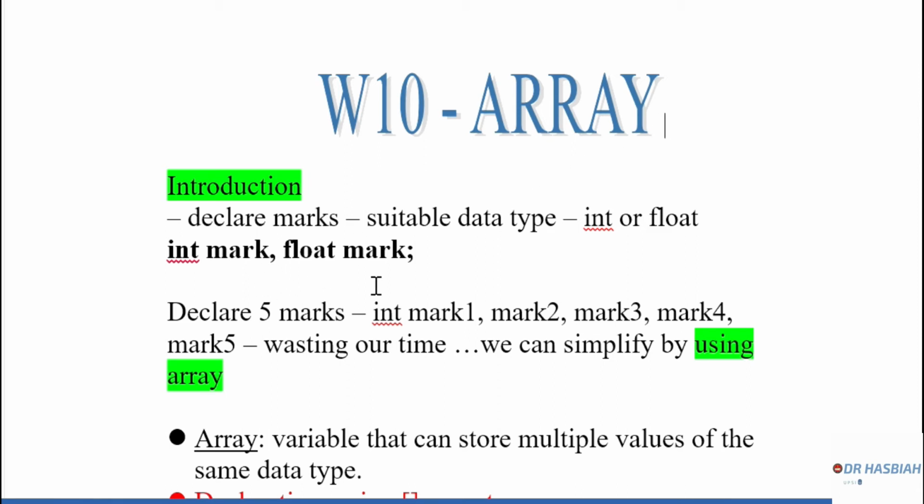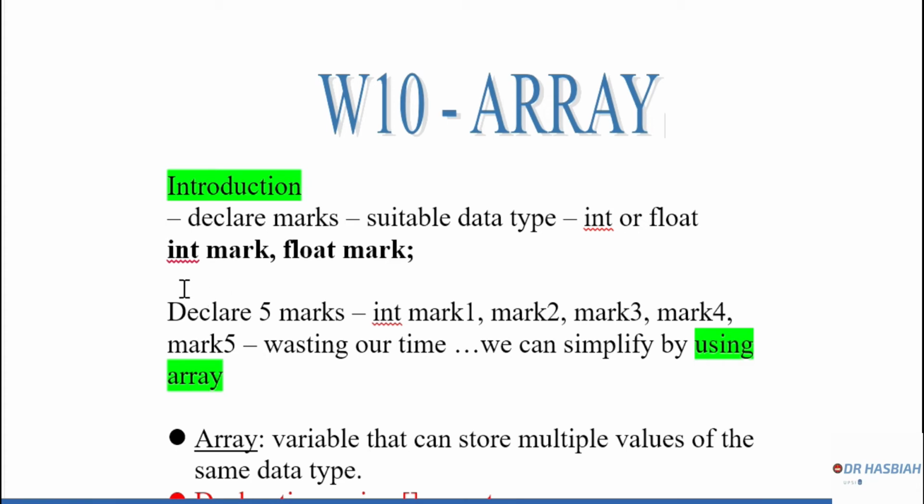Before we move on, you just imagine, if you still remember, before this, if you want to declare any variable, you have to know what is the suitable data type for that variable. For example, if you want to declare mark, what is the suitable data type for marks? You might use integer or you might use float. Here I have mark integer or mark float. So you can use either integer or float, right? So that is the suitable data type for mark.